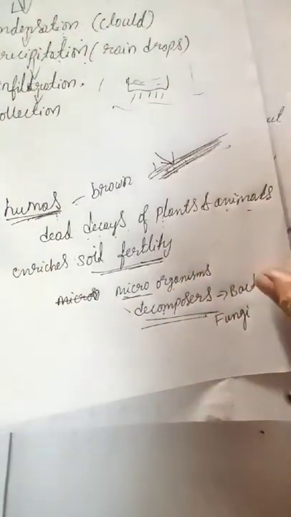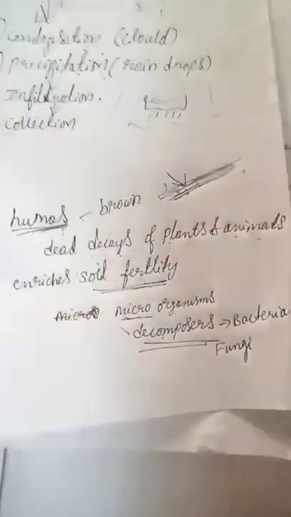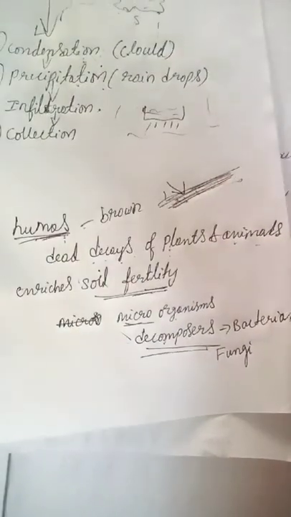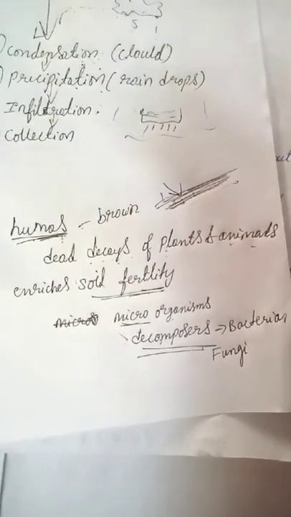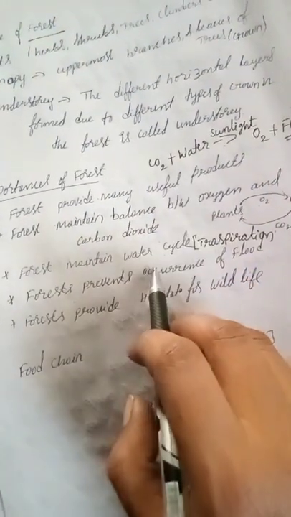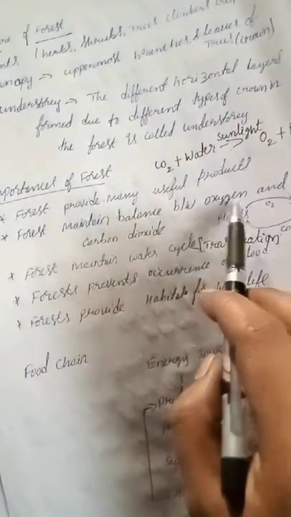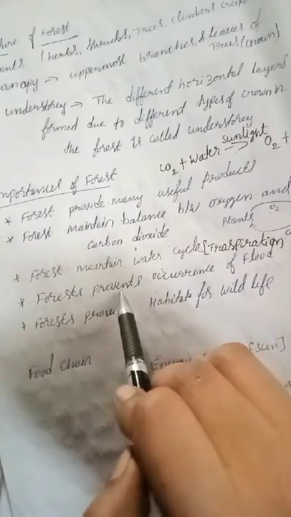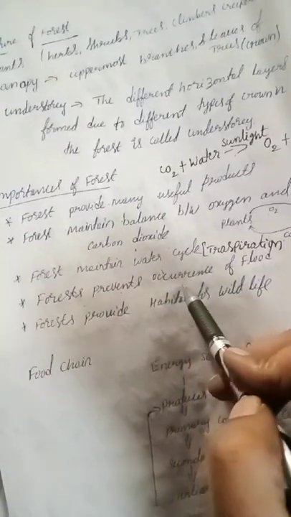So today we discussed the importance of forest. What are the importance of forest? Forest provides a variety of products, and it is a habitat for wild animals. It balances the water cycle, it balances oxygen and carbon dioxide, and it prevents floods.